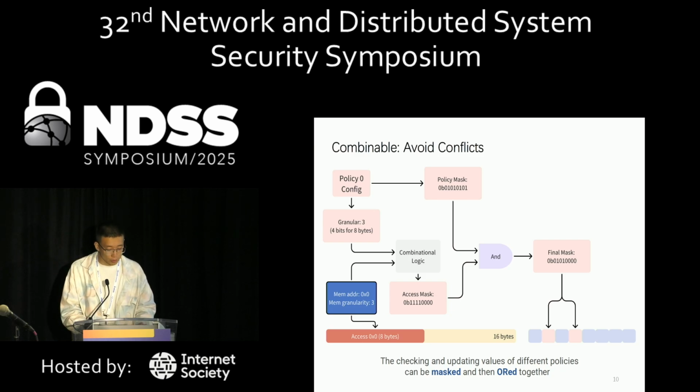And now, let's take a closer look at how policies are combined in hardware. Please see this diagram from left to right. Start from the blue rectangle. Consider a configuration of tagging each 16 bytes with 8-bit tags, and a memory access targeting the first 8 bytes. Policy 0 also operates at 8-byte granularity. The hardware first computes an access mask to indicate which tag bits are relevant to the accessed data. In this case, only the first 4 bits are used for this data. Then, using the policy mask, we use a bitwise AND to yield the final mask used for this memory access. With the obtained final mask, the checking and updating values of different policies can be masked and then added together.